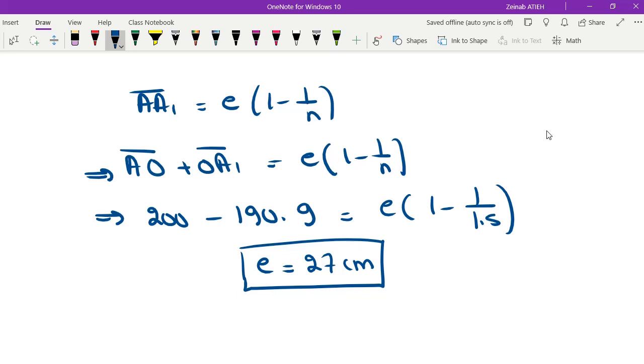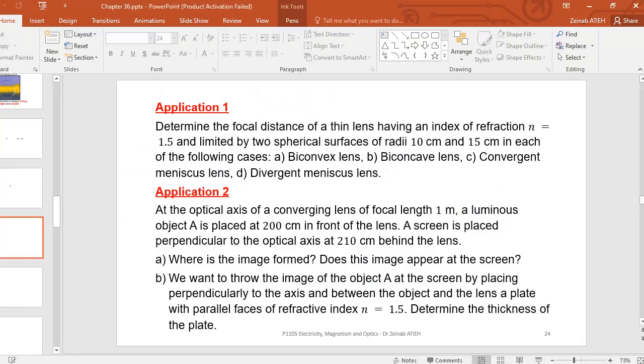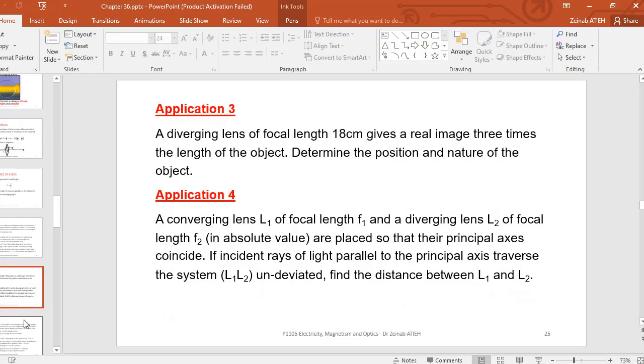Now let's do the third application. Application 3. A diverging lens of focal length 18 cm. Since it's a diverging lens, f is minus 18, gives a real image 3 times the length of the object. So the magnification, absolute magnification is 3.